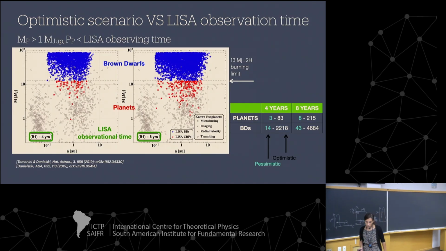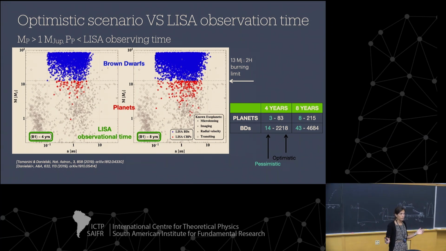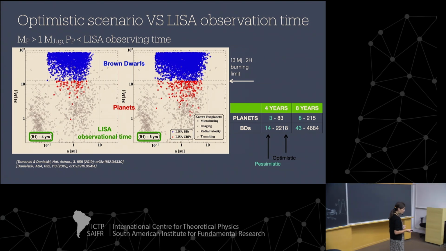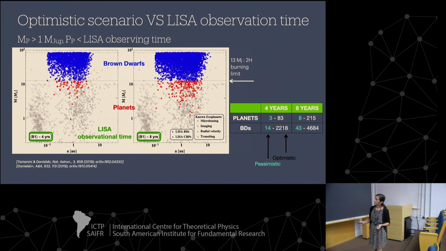Okay. So the other difference is that, obviously, the longer we observe with LISA, the higher the chances we have to detect the modulation of the planet. So this was 4 years compared to 8 years. So you see the difference. This is for the brown dwarfs case.